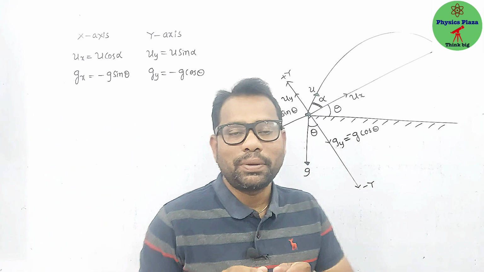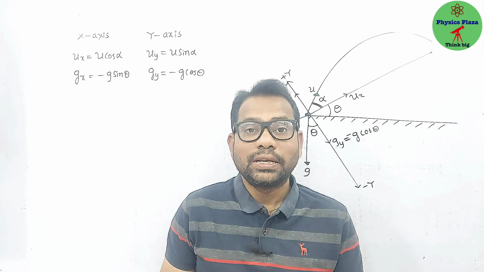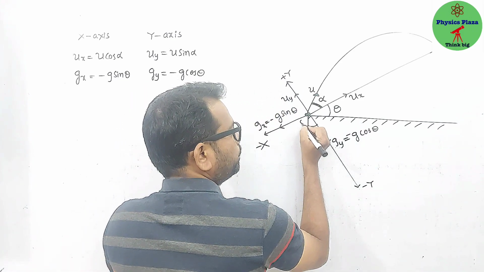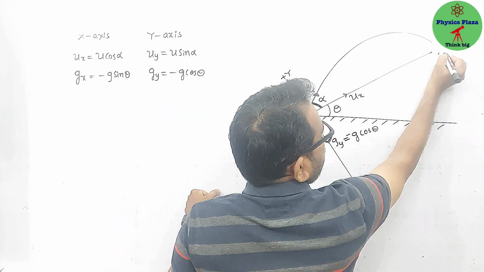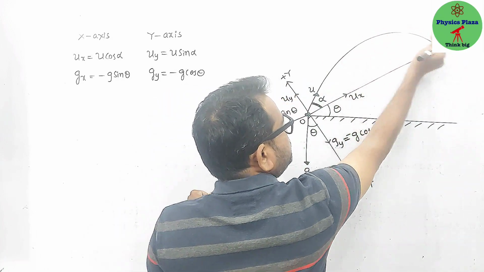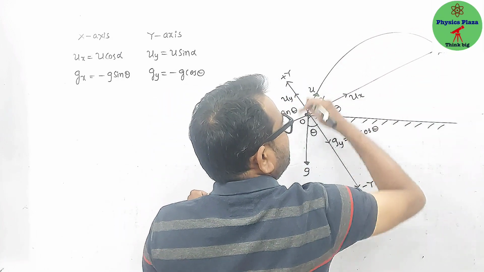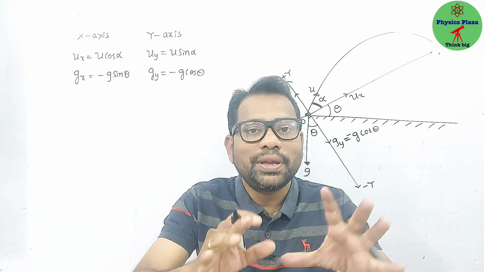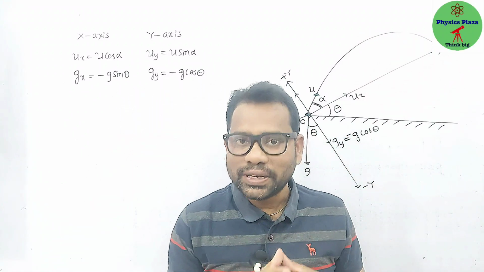Projectile motion on an inclined plane. First, let us try to calculate the time of flight. It means the time taken; let us say the projectile goes from O to A. So the time taken to reach this point A we can call the time of flight. The time for which a projectile remains in air is called time of flight.